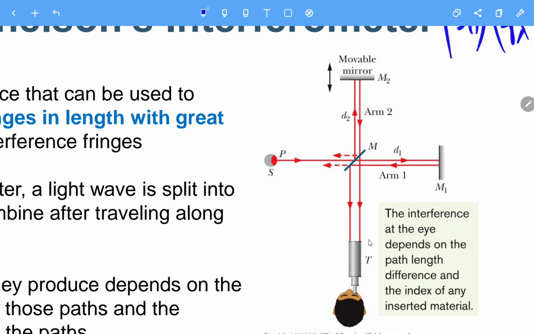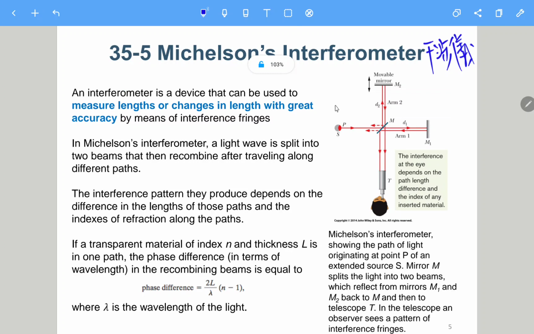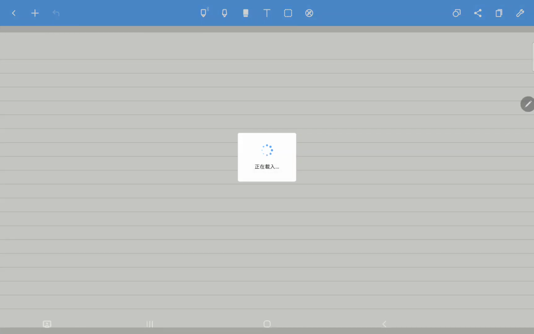And of course, it is not actually using this telescope to measure. Actually, it uses something called interference, 干涉. If you remember, I think in high school you learned something called the double slit. The double slit, maybe I draw it on another page. In high school, you should have learned the double slit interference, 双狭缝干涉.